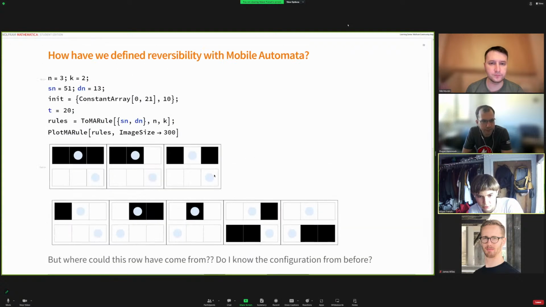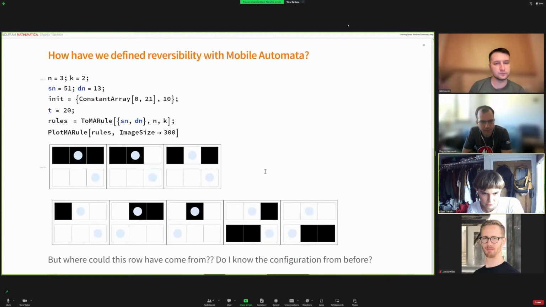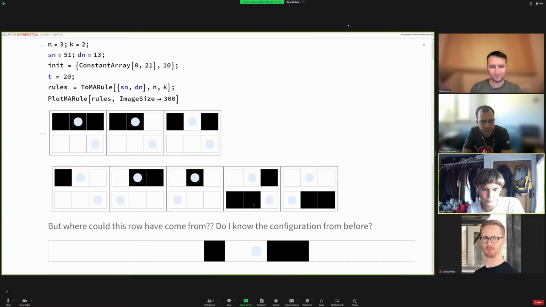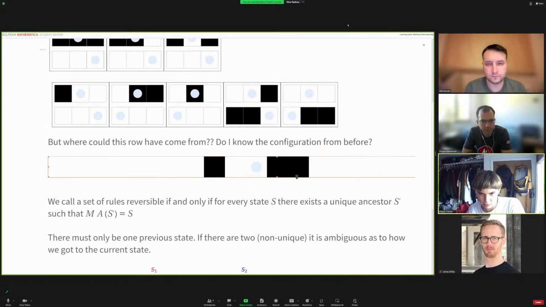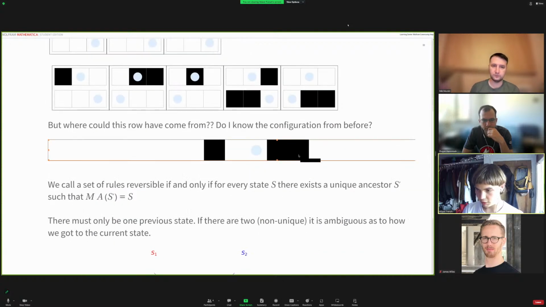Okay, so reversibility, this is the main thing that I was working on. We have this mobile automaton, and we have these rules that tell us how we traverse through it. But say you give me an arbitrary state and the set of rules that I'm going to be working with. The question is, am I able to reverse this state? Do I know the state that came before it? If I have two states that could converge to lead to the one that you gave me, then I don't know which of the two I came from, because it's ambiguous.